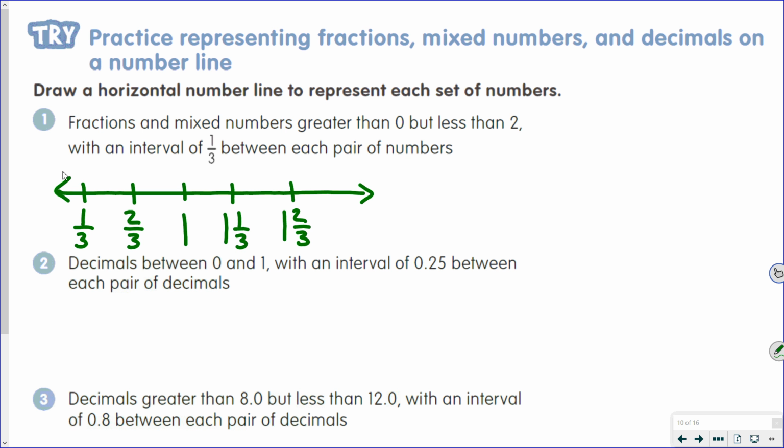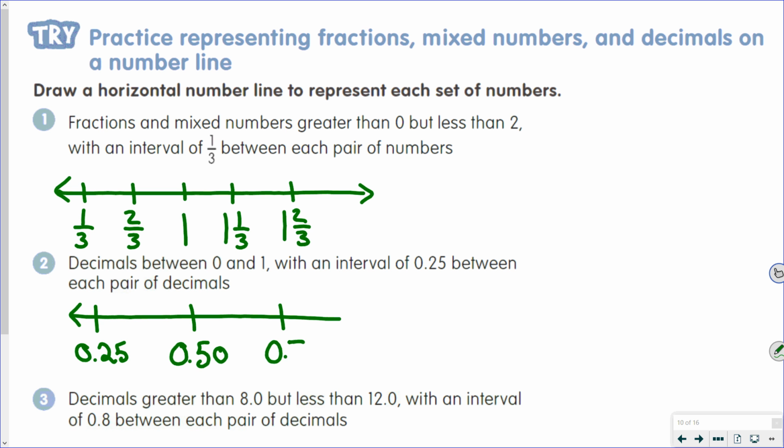Number 2, decimals between 0 and 1 with an interval of 25 hundredths between each pair of decimals. So again, have that horizontal number line. We want to be between 0 and 1, so we don't include it. So if we have an interval of 25 hundredths, we start with 25 hundredths. And then we add 25 hundredths to that, and we could leave it as 5 tenths or 50 hundredths. Either way is fine. And then 75 hundredths.